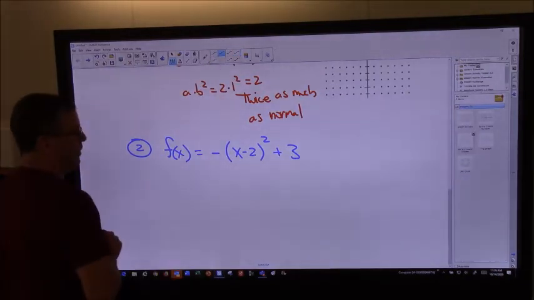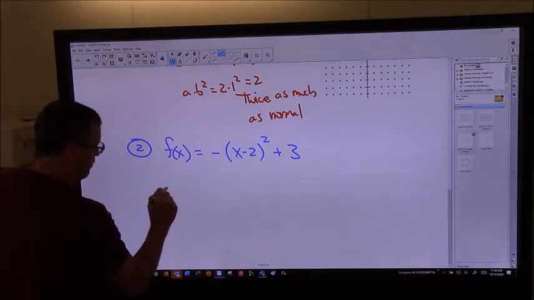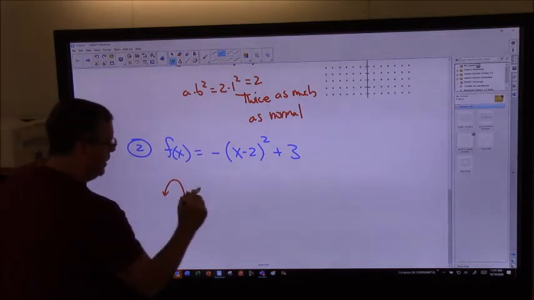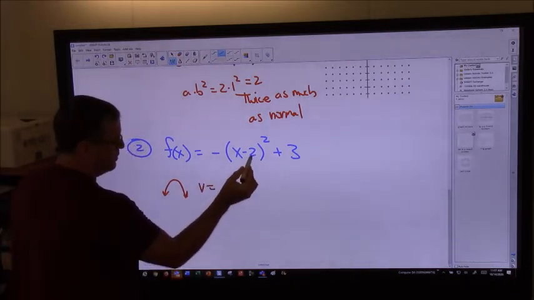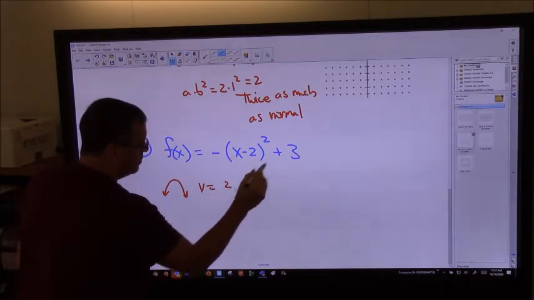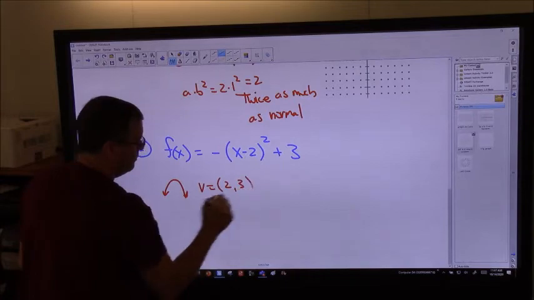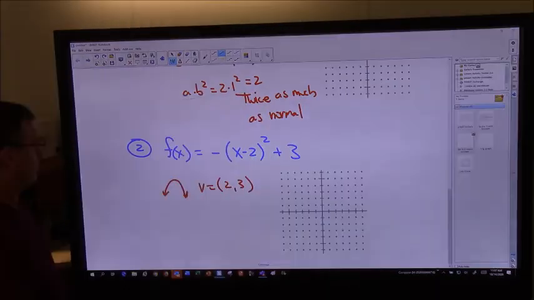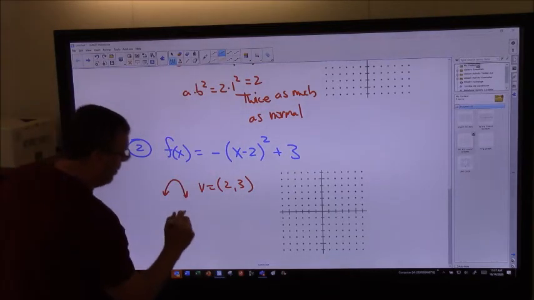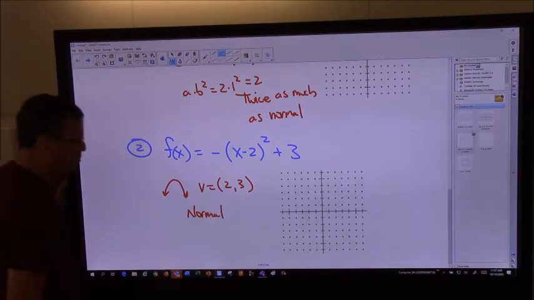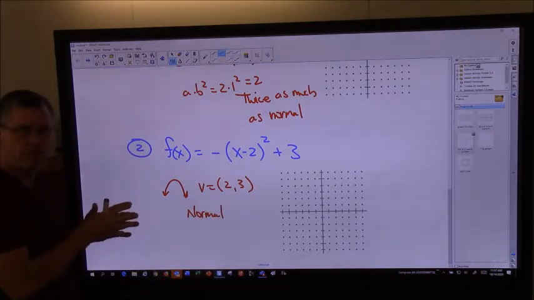Alright, so right away I see we have a negative sign out in front, so this parabola opens down. I know that the vertex is going to be at the opposite of this divided by 1, so that's 2, 3. Let me grab a coordinate system. It's just a normal parabola. A lot of times I'll even write that word normal, which means it looks just like the parent function.